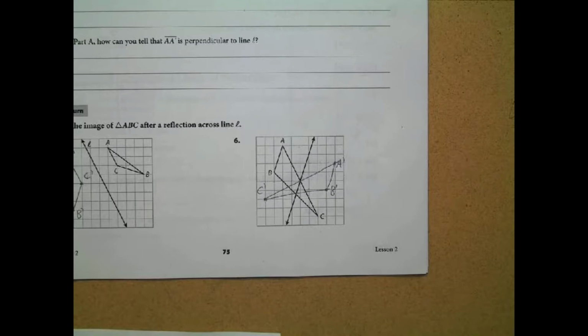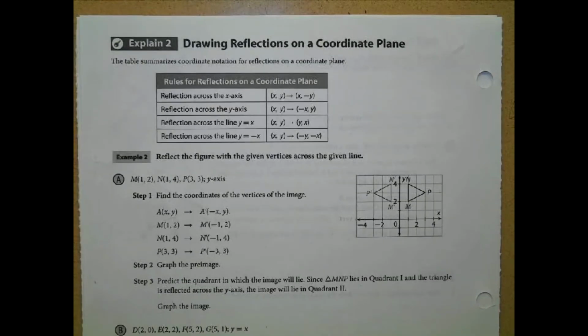If you turn the page then to page 76, we have coordinate notation. Just like for translations, where we were taking x, y and then adding something to x or y to make it translate, we have reflections here for the coordinate plane.